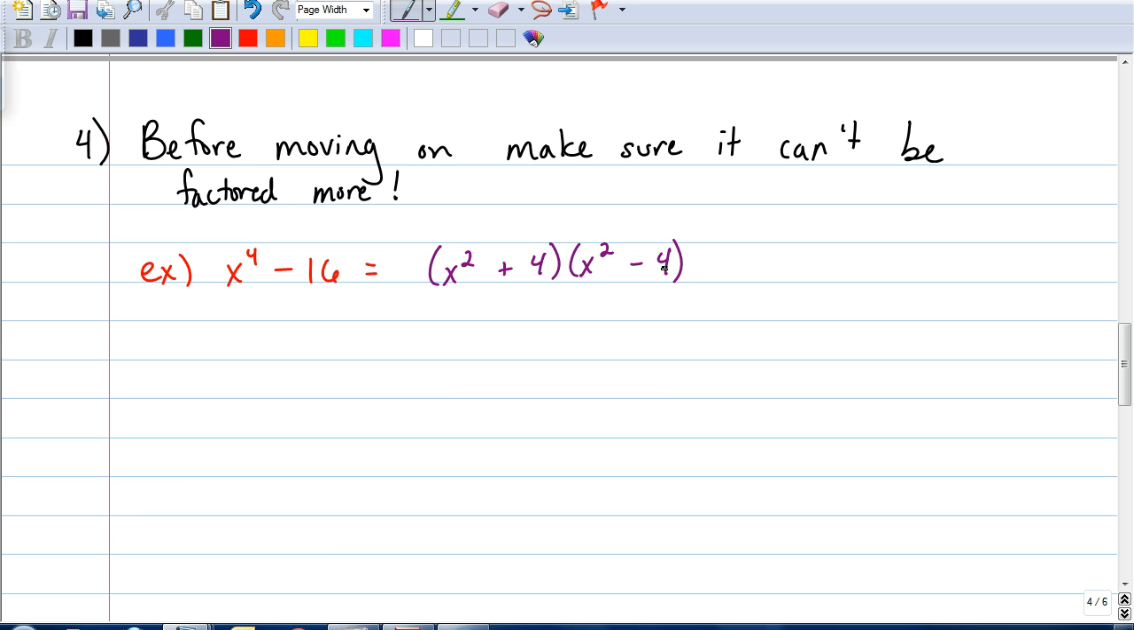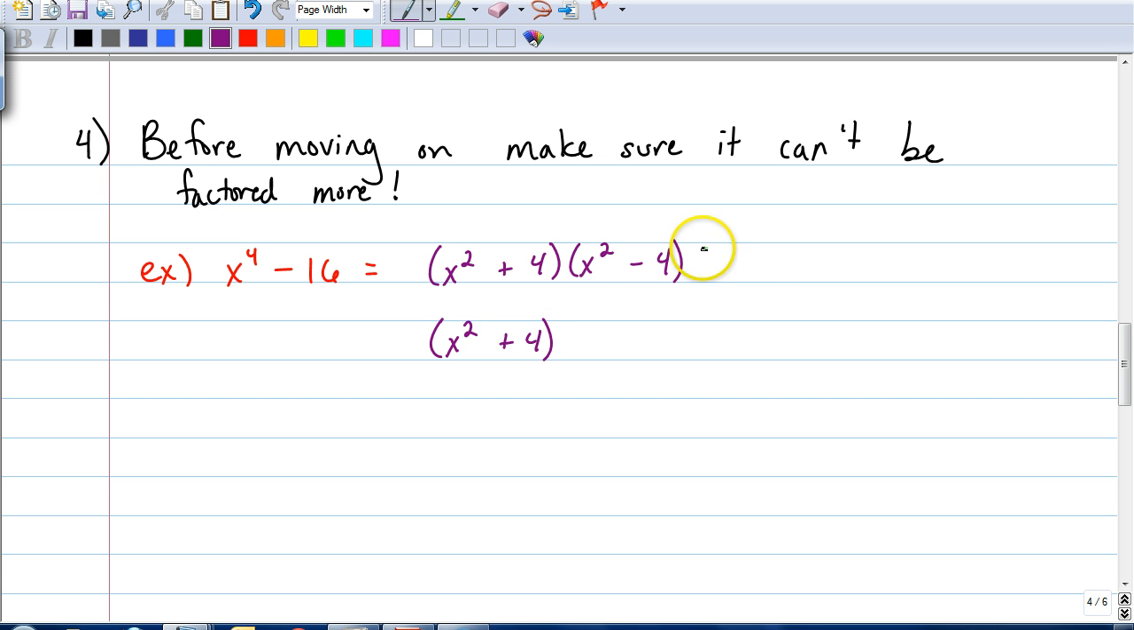Well, the problem is we always need to make sure that it can't be factored any further. X squared plus 4, that's a sum, so I know that's going to be fine the way it is, but here I have x squared minus 4. That's a difference. We are subtracting, and I can take the square root of x squared and get x, and I can take the square root of 4 and get 2. So that part can be simplified further.